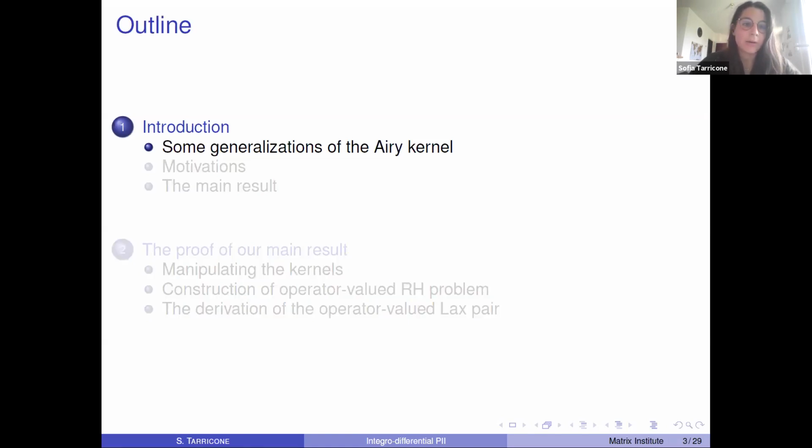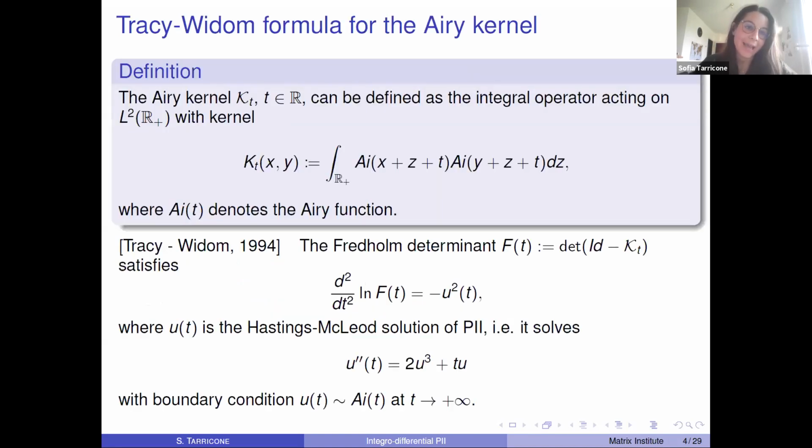Okay, so let's start again with something that we already saw in the previous talk, but one more time, it's not too bad. So the starting point is the Tracy-Widom formula for the Hastings-McLeod solution of the Painlevé II equation. What do I mean by that is the following result. Let's take the Airy kernel as an operator that acts on this space L2(R+) through this kernel here. So you have this integral with the Airy function.